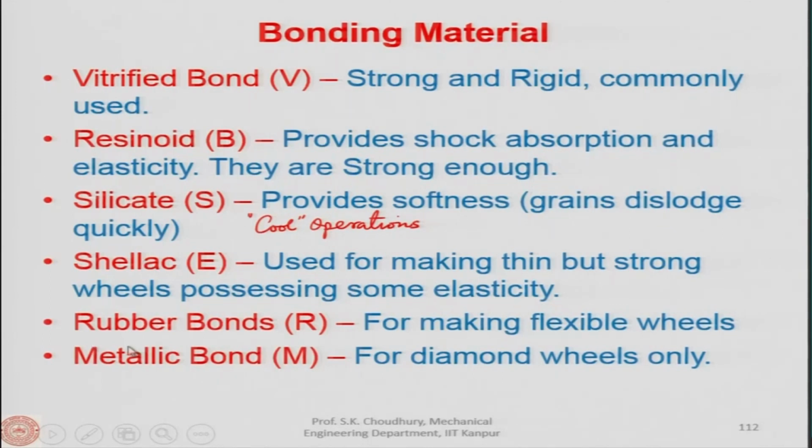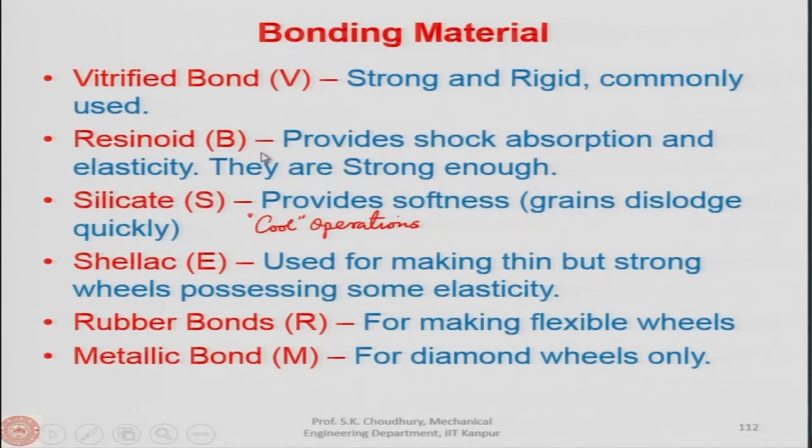Next to that, there is another bonding material which is popularly used for making flexible wheels. These are the rubber bonds, designated by capital R. And finally, we have the metallic bond. Metallic bonds are designated by M, and they are exclusively used for diamond wheels. When the grains are diamond grains, they are bound by some kind of metal binding material.